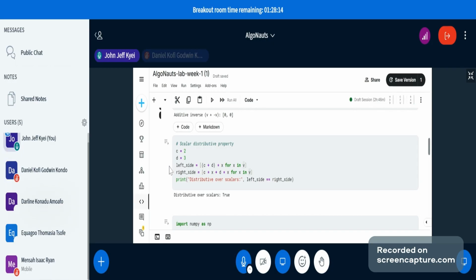So scaling the vector by a sum of scalars should be the same as summing the vector scaled by each of the scalars individually. If you realize, we created two sides, the left-hand side and the right-hand side. So c plus d, these scalars, when you add them and multiply by your vector, it should be the same as multiplying the scalars individually and adding as you go on.